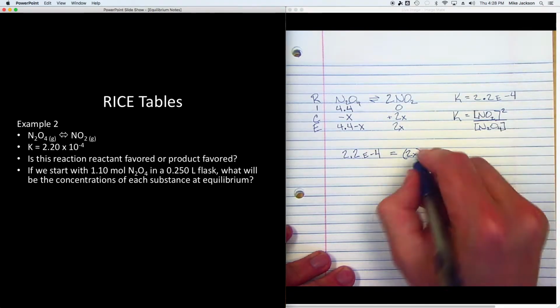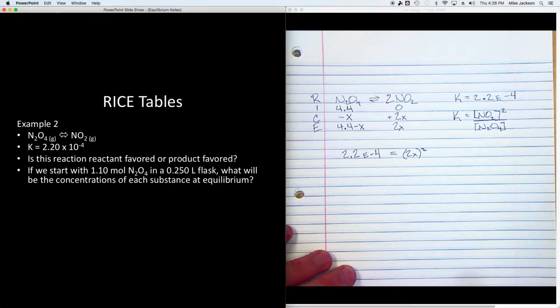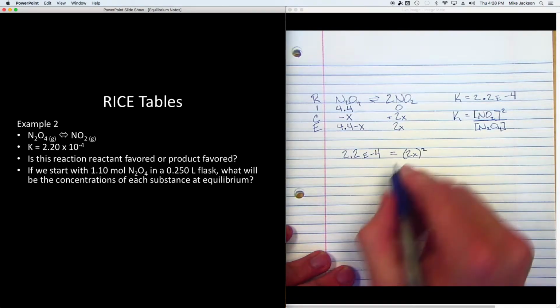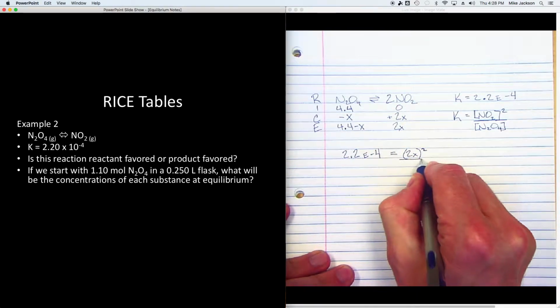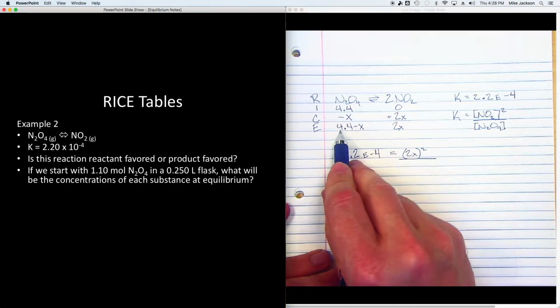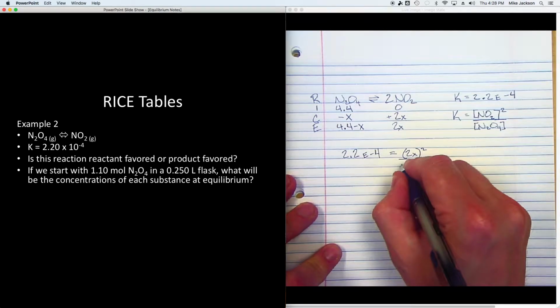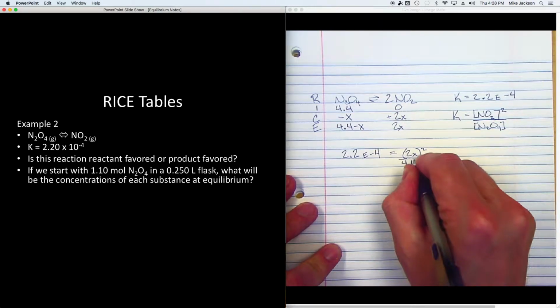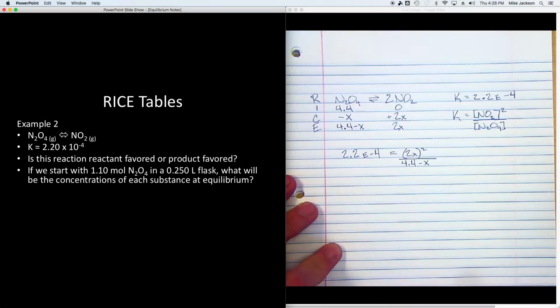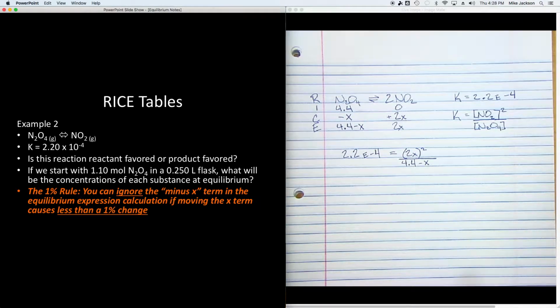But I do have to square it. So (2x), and that is all in parentheses, and then a square goes outside the parentheses, divided by the equilibrium value for the N2O4, which is 4.4 minus x. Now here is where this 1% rule comes in. And it looks like a lot of words, but really this will make your lives a lot simpler.